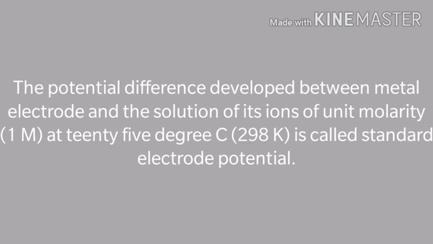The potential difference developed between a metal electrode and the solution of its ion of unit molarity at 25 degrees Celsius, or at 298 Kelvin, is called the standard electrode potential. So that is the definition of the standard electrode potential.